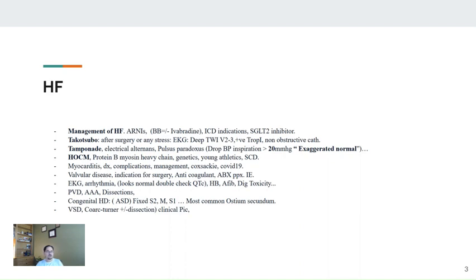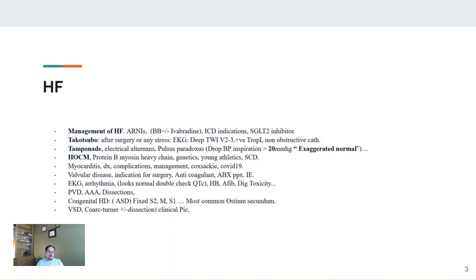Takotsubo or stress cardiomyopathy, you may have one or two cases. I remember one of the cases was a patient who just underwent a surgery, total hip replacement. She's in her late 80s, and after the surgery, she had this chest pain, and EKG showed deep T-wave inversion in V2 and V3. Troponin was positive. The cardiac cath was non-obstructive, so the diagnosis will be Takotsubo, and the treatment will be the same as heart failure. You need to give ACE, control the heart rate, and usually they recover.